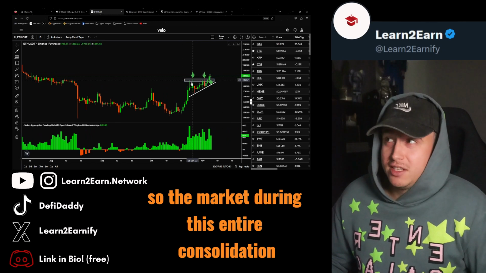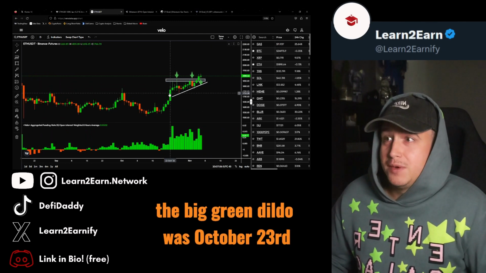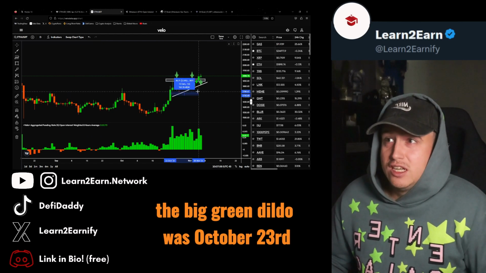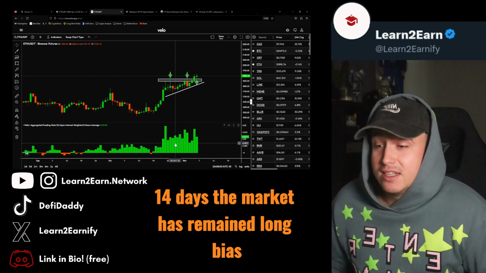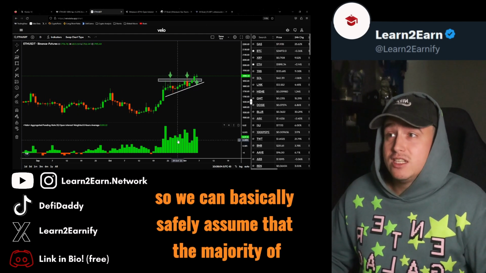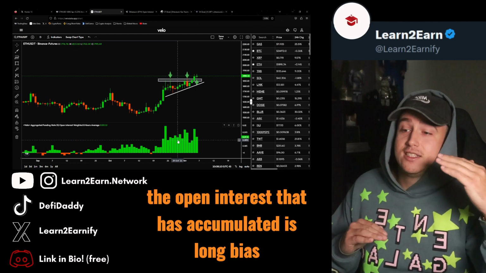So during this entire consolidation, because we're back on the daily, this candle right here, the big green candle, was October 23rd. And from then until now, it's been 2 weeks, 14 days. The market has remained long biased. So we can basically safely assume that the majority of the open interest that has accumulated is long biased.